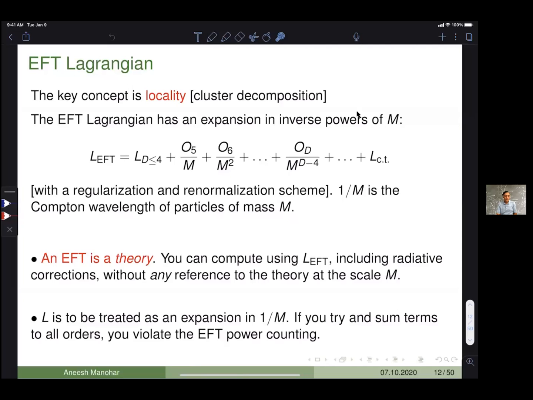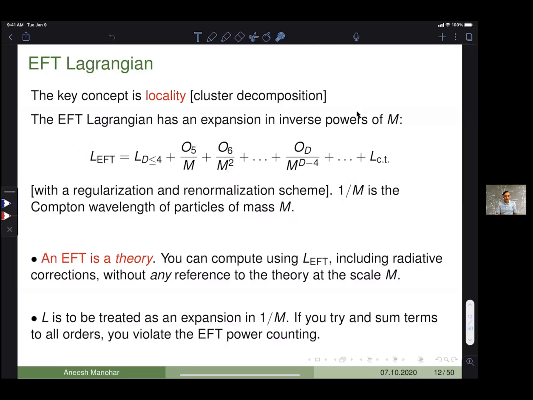It's worth emphasizing that an EFT is a theory. It's a field theory. You're given the Lagrangian. And once you're given the Lagrangian, you use the Lagrangian and you calculate. You do not have to know anything about the theory at M. You don't need to do anything outside this Lagrangian. You can calculate with this Lagrangian just as you can with the QED Lagrangian.